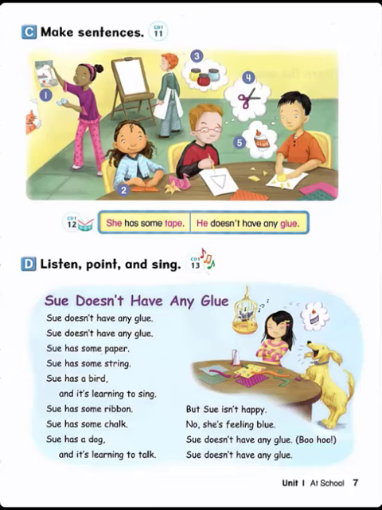Page 7. Drum track. She has some tape. He doesn't have any glue. She has some tape. She has some paper. He doesn't have any paint. He doesn't have any scissors. He doesn't have any glue.